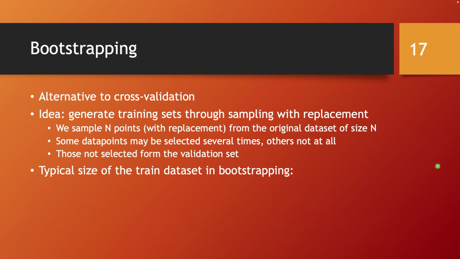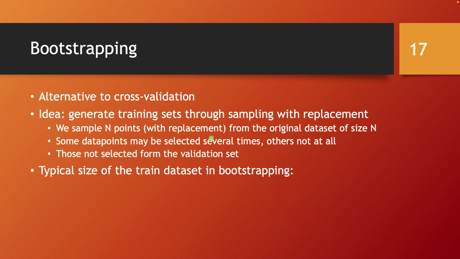Here is another idea for estimating the performance of your learners, and that is bootstrapping. This is an alternative to cross-validation. The idea is that you are going to generate your training sets through sampling with replacement. So we are going to sample n data points with replacement, meaning that we sample a point, but there is a chance to select this point once again at a later time. So in some sense we select it, but we put it back into the data set, so to speak. And so we sample n data points from the original data set that has size n.